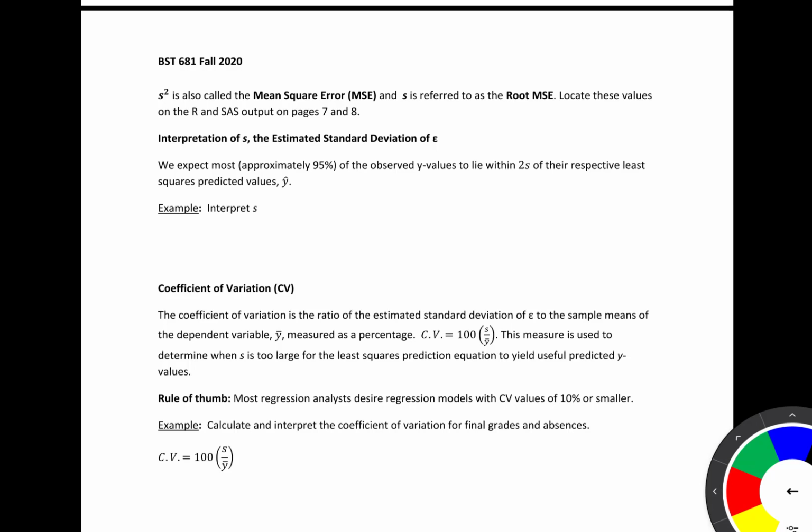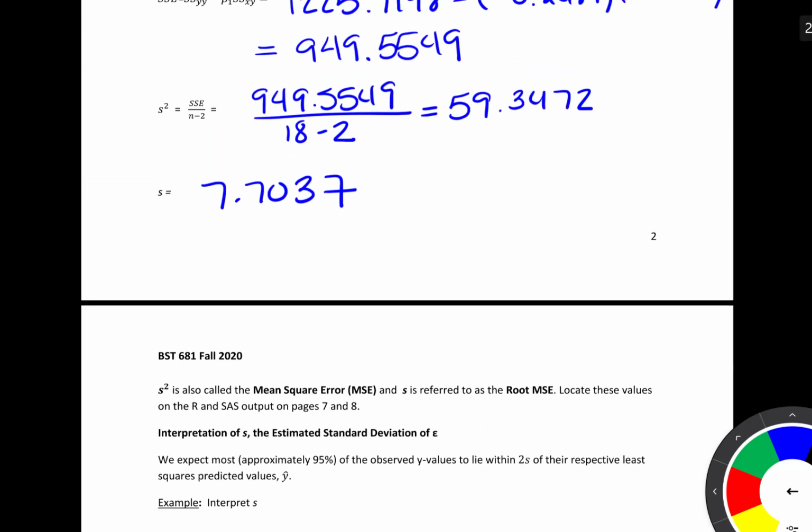So we're going to start out by locating these values on the R and the SAS output. So this is the same output that we saw in the previous note set. In this note set, I have them at the very end of the notes. They're on page 7 and 8. So let's go to those pages and see if we can find the same values that we just found. Before we do that, notice that s squared was equal to 59.3472. And so s squared is the same thing as the MSE. And then s was equal to 7.7037, and it is the root MSE.